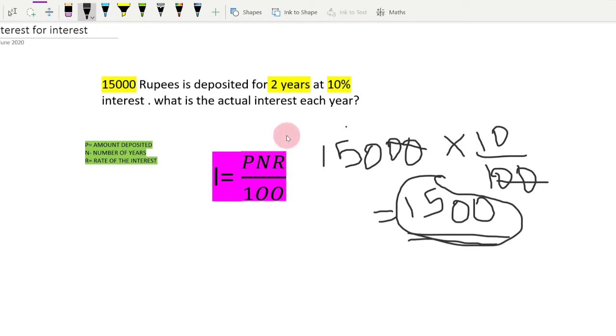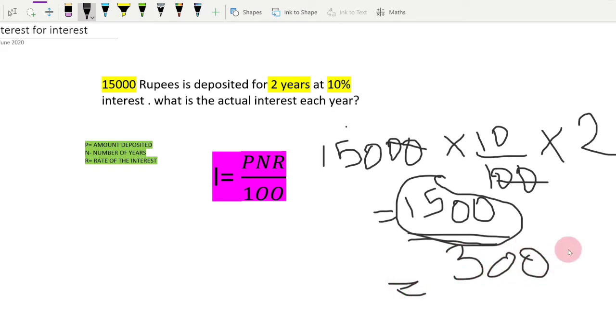Okay, a fixed amount we have to pay on an amount. That is what we call simple interest. So in 1 year we have to pay 15,000 into 10 by 100, and in 2 years we have to pay 15,000 into 10 by 100 into 2. That is, 1,500 rupees into 2 is equal to 3,000 rupees. So the interest for the 2 years is 3,000 rupees.